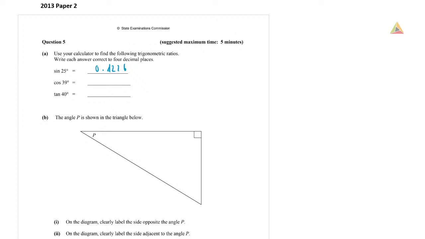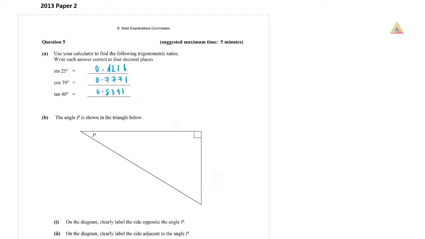The cos of 39, you're doing the same thing again. Literally type the cos of 39 into your calculator and you get 0.7771. Then the tan of 40, again, type it directly into the calculator. You get 0.8391. So they're straightforward enough.